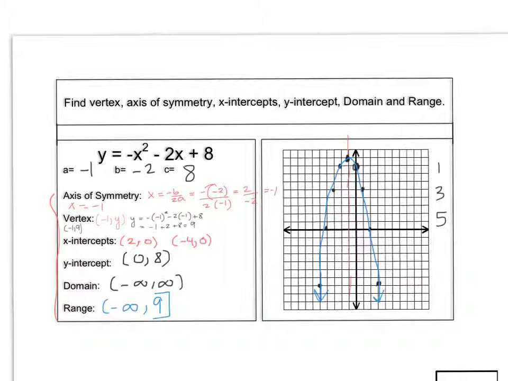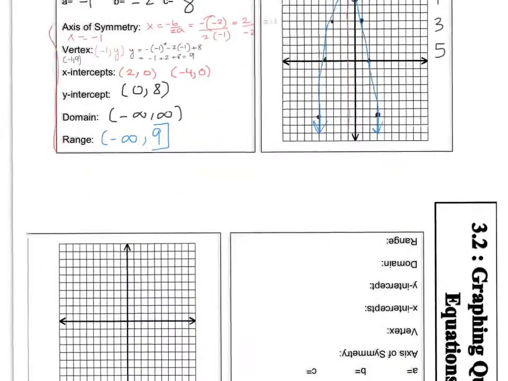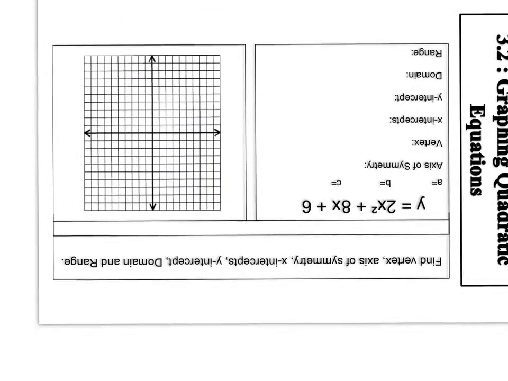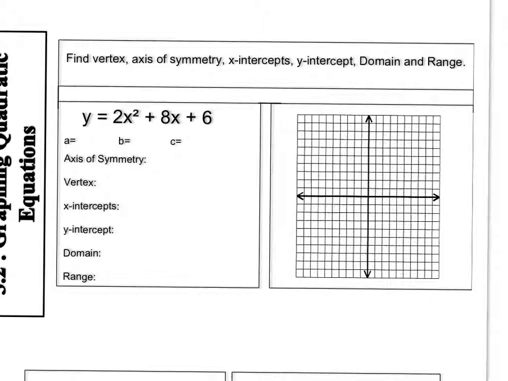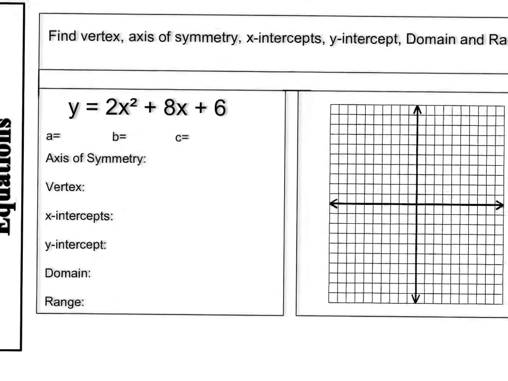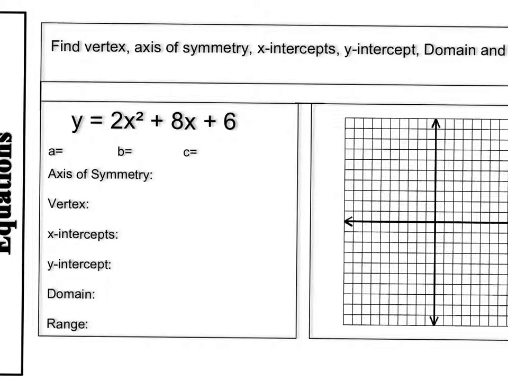Okay? Now let's go ahead to our second example, which is this one over here. Okay, so let's go ahead and start. Remember, to find the axis of symmetry and the vertex, you need to be aware of the a, b, and c. A in this case is 2, the coefficient of x to the power 2. B is 8, which is the coefficient of x, and c is 6.